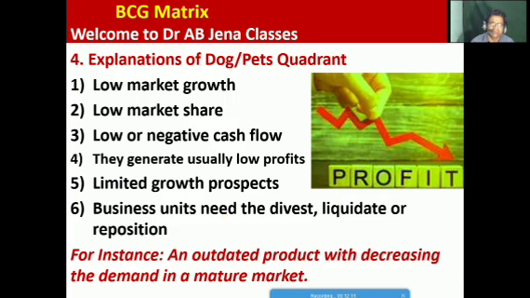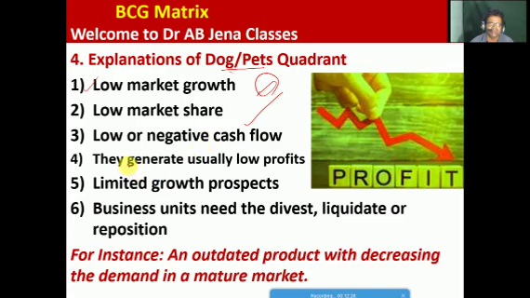So explanation of the dogs or pets quadrant. First, there will be low market growth and a low market share for a company. So there will be low or negative cash flow to a company.